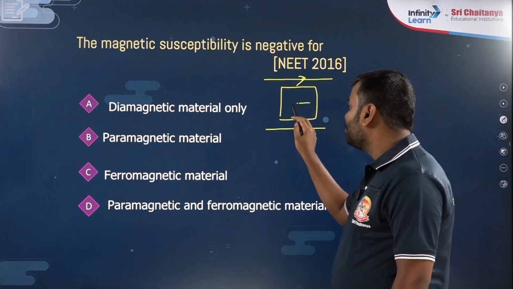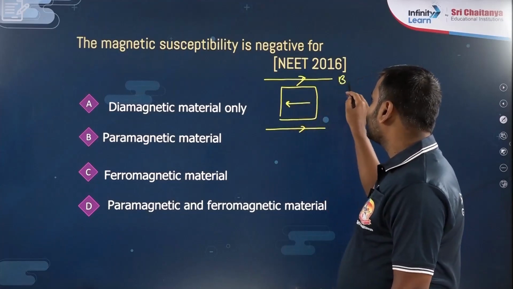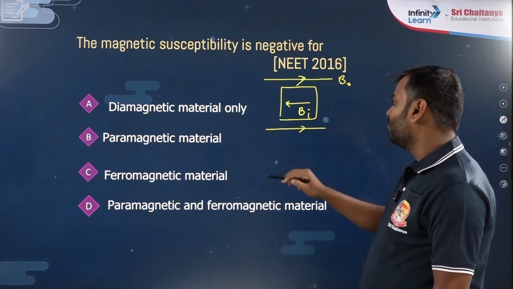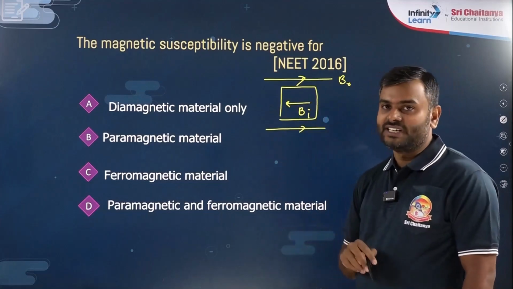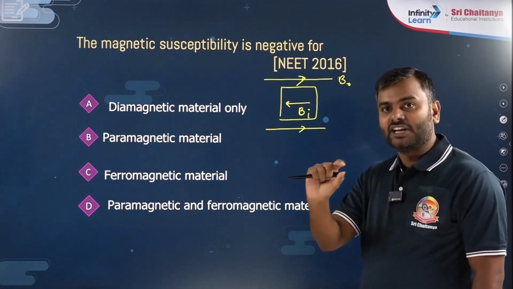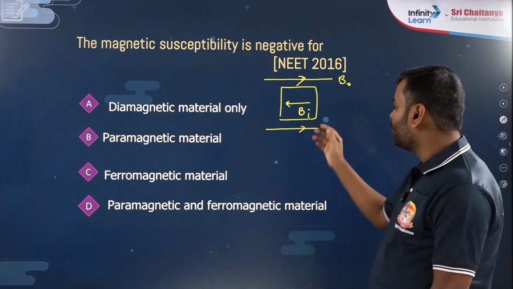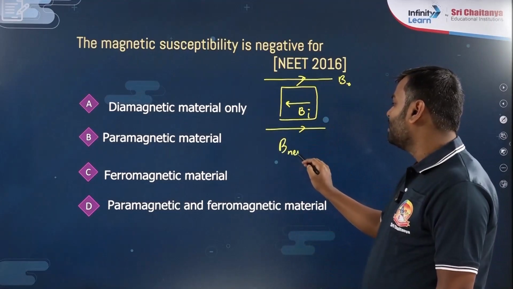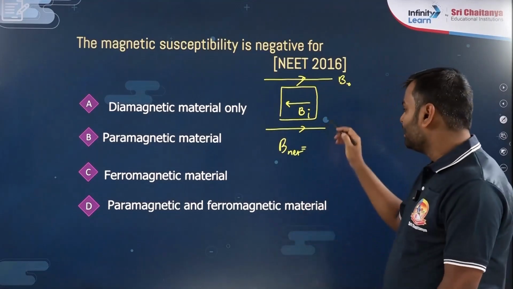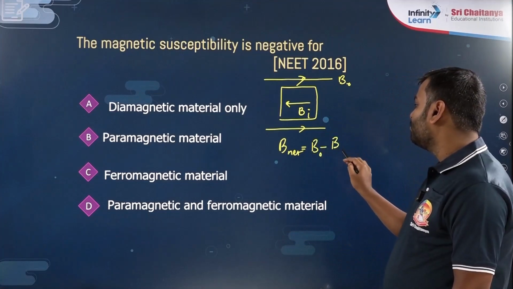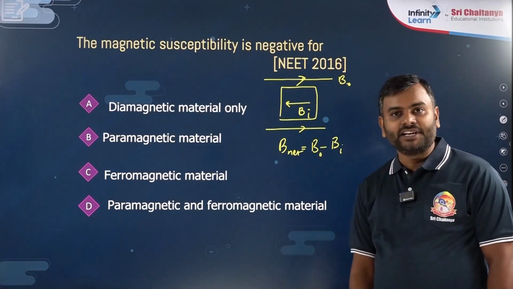there will be an induced magnetic field. Let's say the external magnetic field is B0, and there will be an induced magnetic field Bi inside the diamagnetic material, and the direction of that induced magnetic field will be opposite to the external magnetic field. So what will be the net magnetic field inside that diamagnetic material? The net magnetic field is B0 minus Bi.